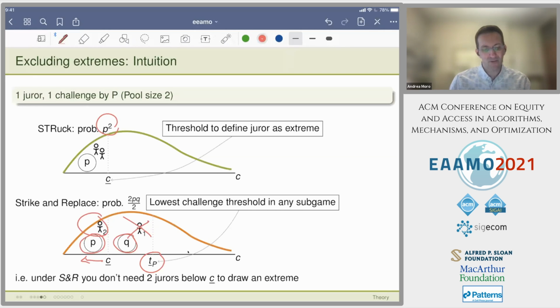Another way to understand this is that under strike and replace, you don't need 2 jurors below the threshold to draw an extreme. You just need to run out of challenges, and then at the end, a very extreme juror may appear.